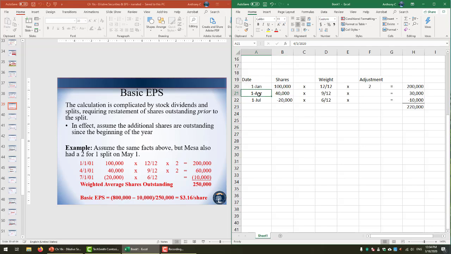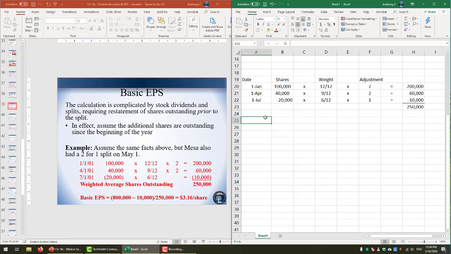Same thing for April 1st. These 40,000 shares that were issued, we would have split each of these shares into 2. So we now can multiply by 2, and we end up with 60,000 shares. And then for the shares we repurchased on July 1st, these shares were repurchased after the stock split on May 1st, so we don't have to adjust these at all, and we'll just leave it as it is. So in this case, we would end up with 250 shares outstanding.